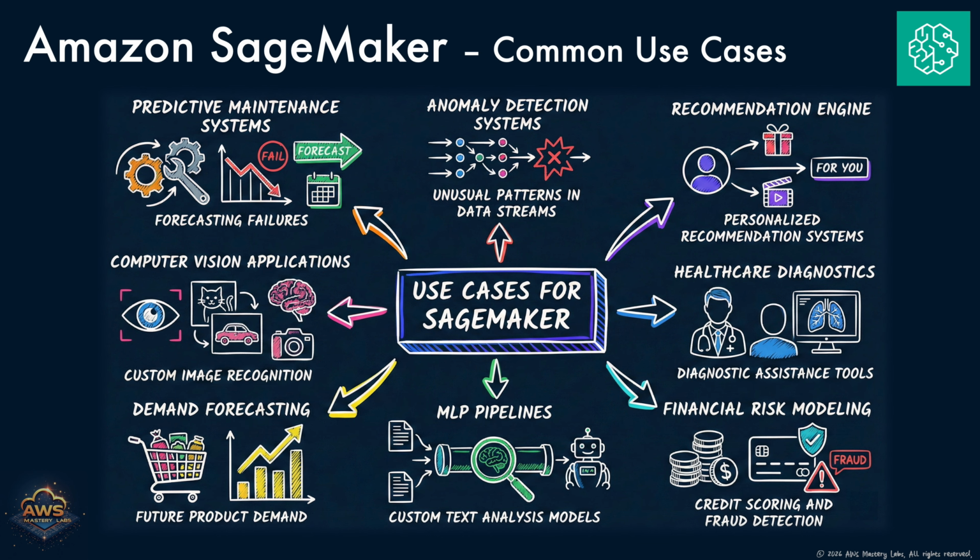Whether it's identifying defects in a product assembly line, detecting crop health in agriculture, or scanning medical images for anomalies, SageMaker provides the tools to build domain-specific visual models with precision. Demand forecasting is another high-impact use case.